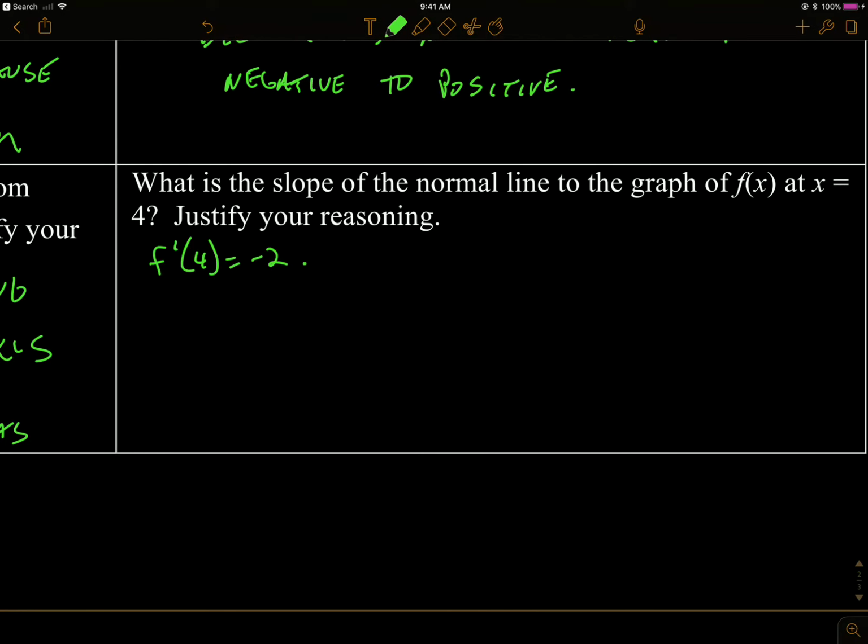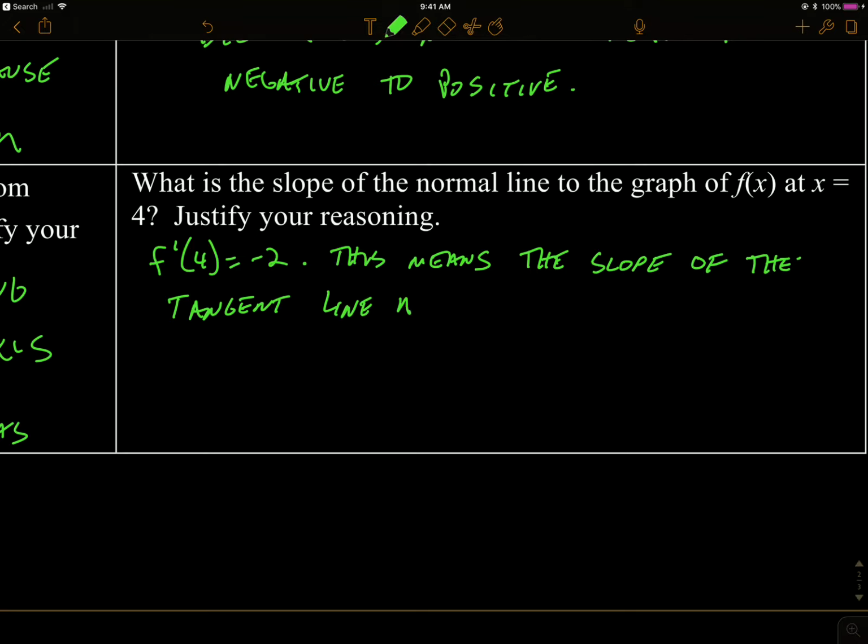What does that mean in words? This means the slope, because derivative means the slope of the tangent line, right? So the slope of the tangent line at x equals 4 is -2.